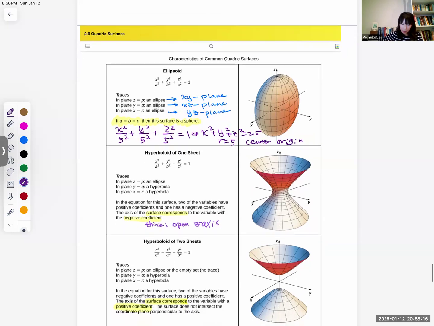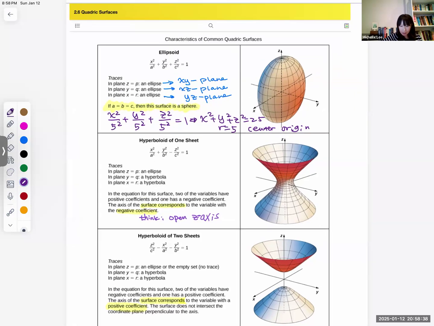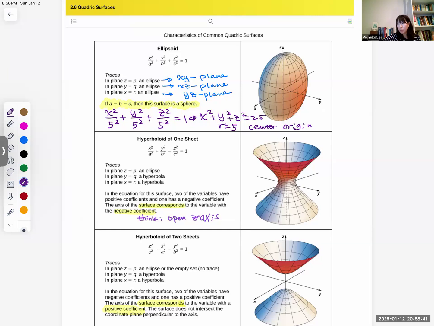All right. So we have hyperboloid of one sheet. The equation looks like that: x squared over a squared plus y squared over b squared minus z squared over c squared equal to 1. Okay. Then they say that the surface corresponds to the variable with negative coefficient. So in that case, the negative coefficient is z, right? Open z-axis. That's why the shape opens this way, right?